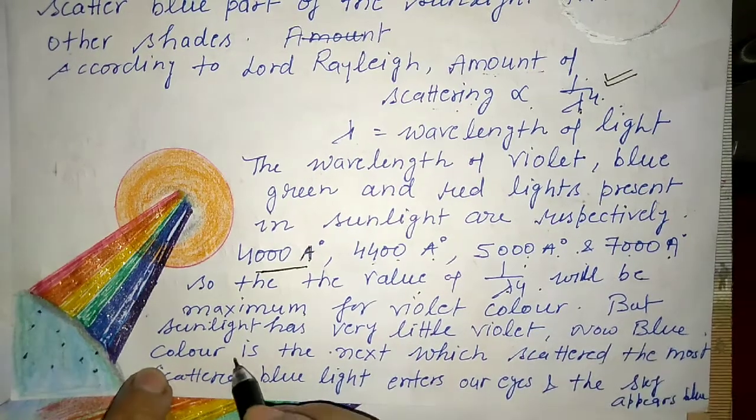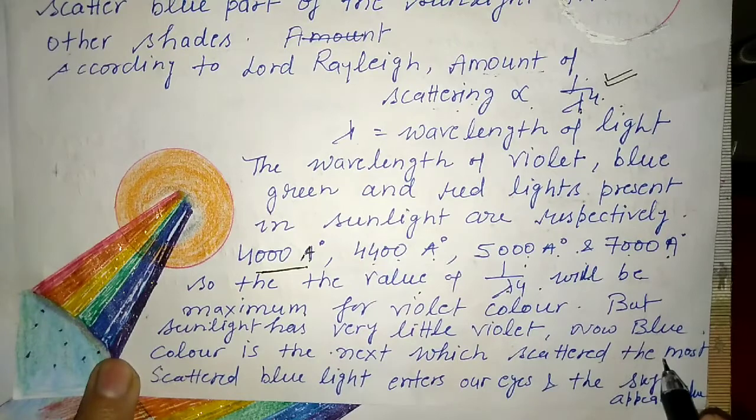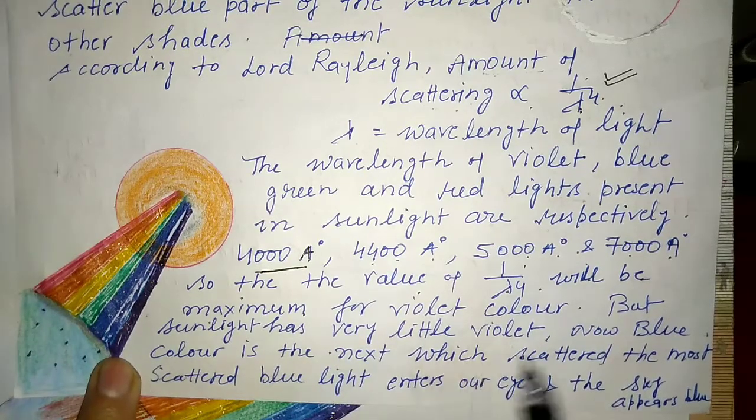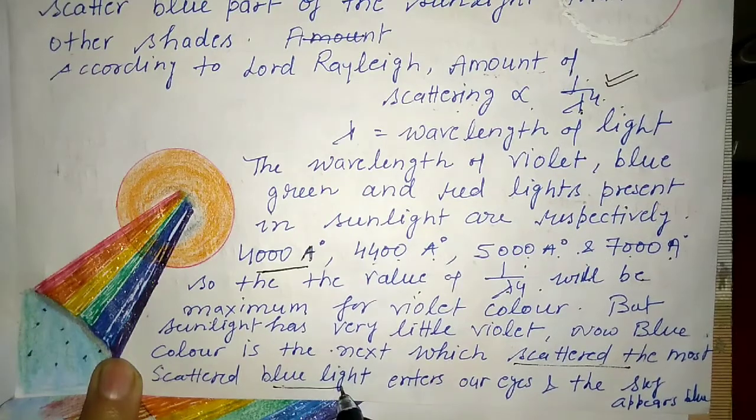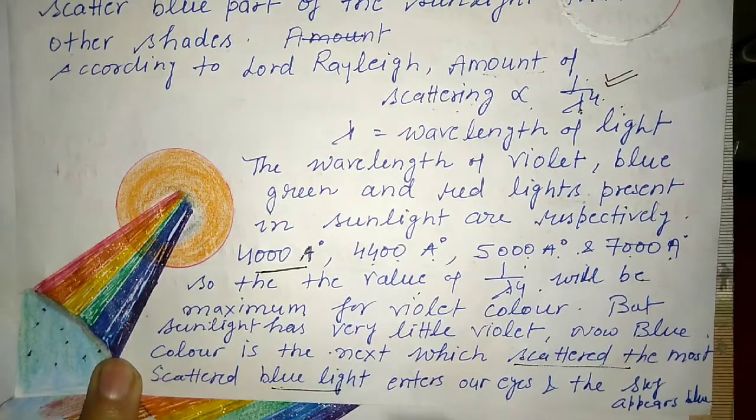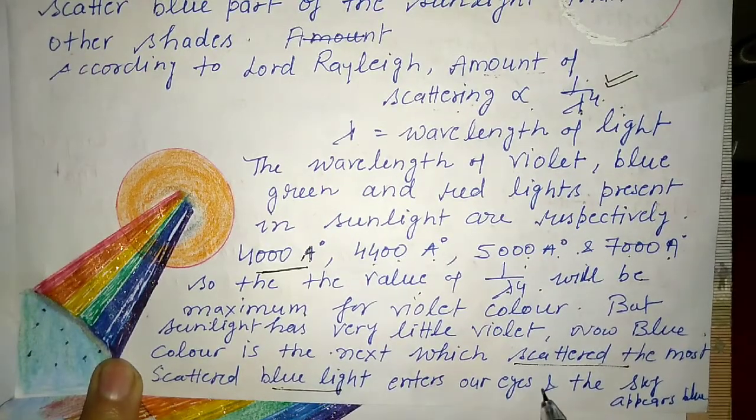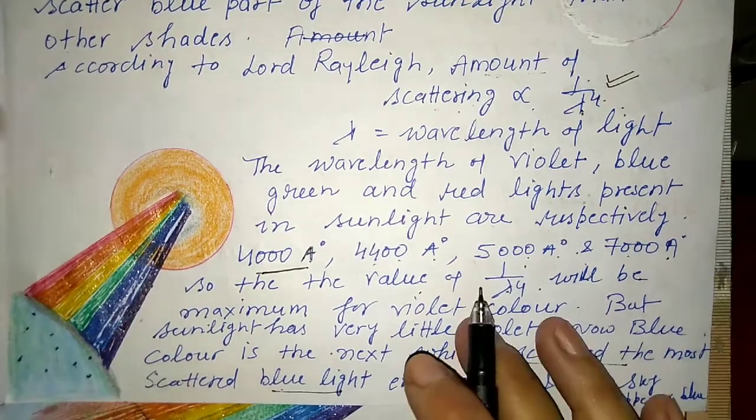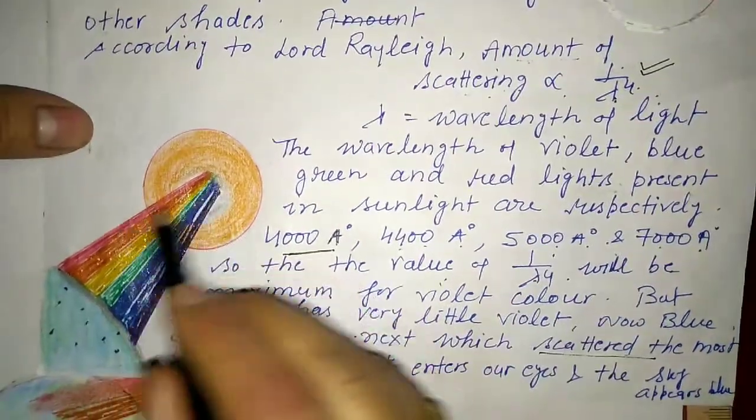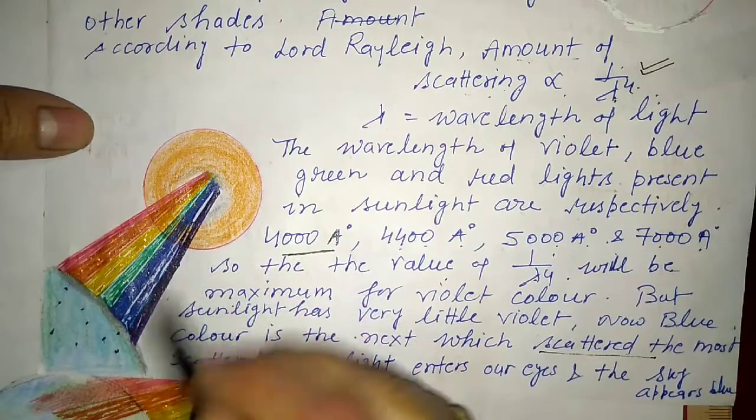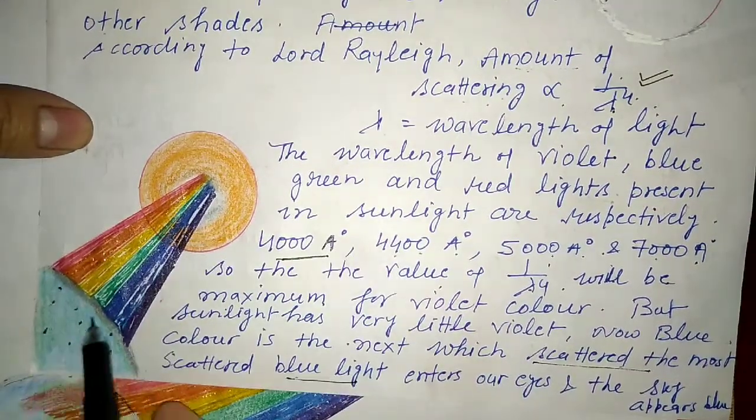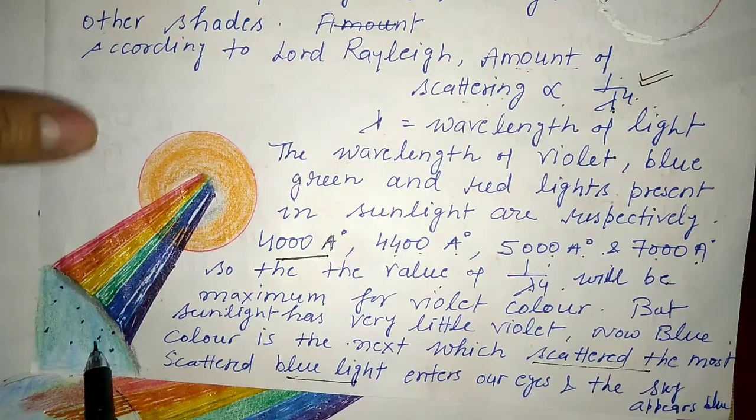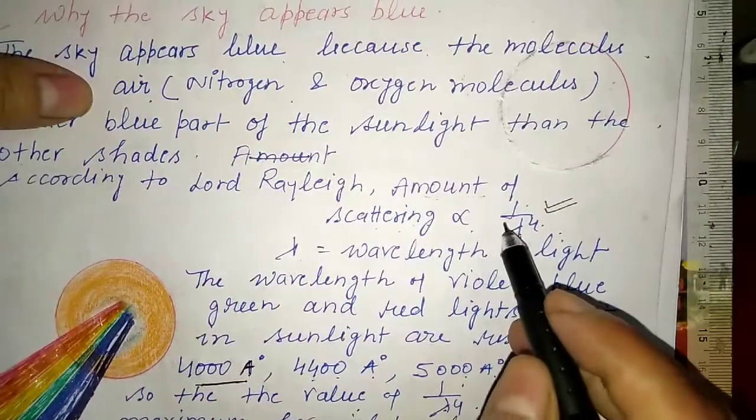So now blue color is the next which is scattered the most. Violet बहुत कम होता है, that's why next color जो सबसे ज़्यादा scattered होता है, that is the blue light. So the most scattered blue light enters our eye and the sky appears blue. So this is the scattering here. Blue color जो होता है वो सबसे ज़्यादा scattered होता है, यहाँ आकर फिर हमें ये blue color दिखना शुरू हो जाता है.